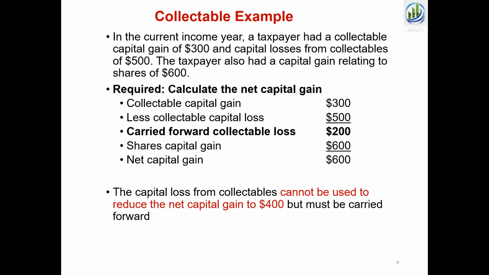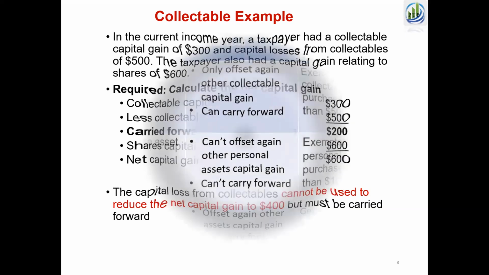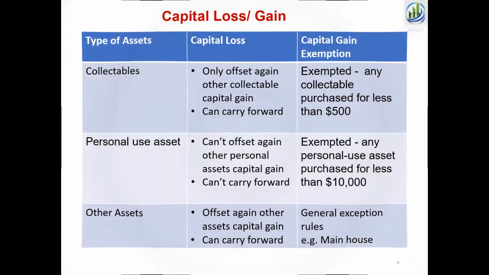Everybody understand? We cannot say, hey, $600 gain here, $200 from the collectible, I want to offset this also. No, we cannot, because the rule is that collectible losses can only offset collectible gains. And for personal use assets, if you make a loss it is disregarded. You cannot use it anywhere, it's gone. If you make a gain from personal use assets, you add it to your assessable income. That's called the collectible rules on capital loss. Personal assets' losses are disregarded. I put a summary of this for you to understand later: the collectible capital loss can only offset a collectible gain, and it can be carried forward to future years.